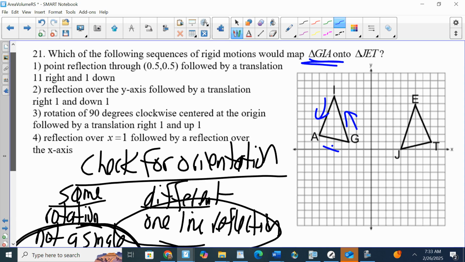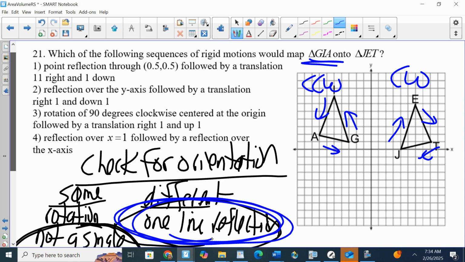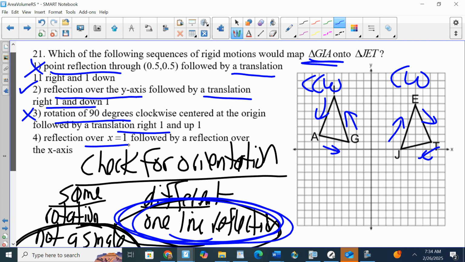GIA is going counterclockwise. JET is going clockwise. The orientation's different, so it must be a single line reflection. Point reflection, translation. That's not a single line reflection. That's zero line reflections. Reflection over the y-axis, translation one down. Yes, that's a single line reflection. Rotation 90, translation. Nope, there's no line reflections. Reflection over x equals 1, that's a line reflection. Reflection over the x-axis, that's a double line reflection. Nope, it must be a single line reflection.